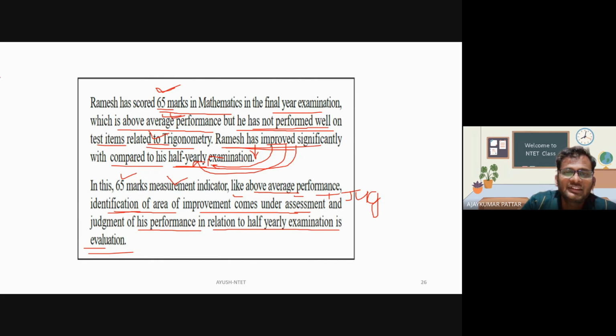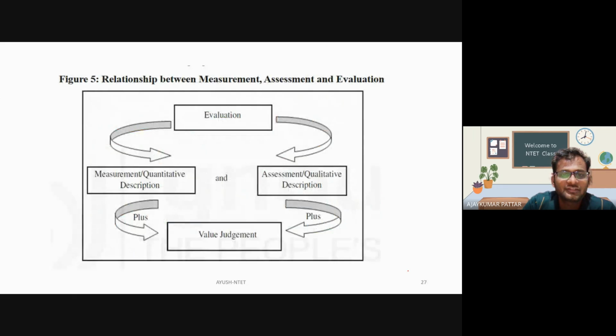Giving the numbers is measurement. Collecting the data and drawing a meaningful inference, that is above or below level, and identifying the things they have not performed well in that area, everything is assessment. But if you add the judgment to this assessment, that becomes evaluation. The evaluation is the end. So that is the concept of evaluation.